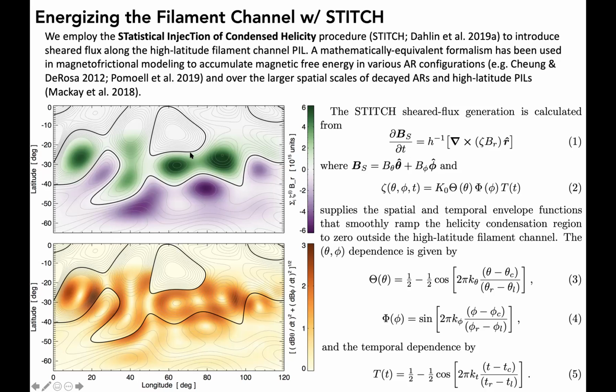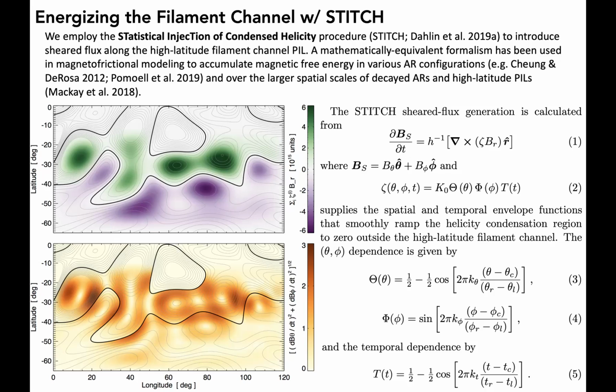We can't quite do that this time because our filament channel and the polarity inversion line here has got some real structure to it. There are these bumps and wiggles, and it wraps around this active region here. You've got multipolar configurations right up against the polarity inversion line that we're interested in. So we had to come up with some other way of introducing a large shear component along this neutral line.